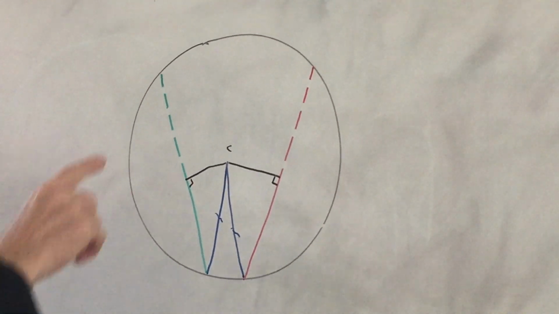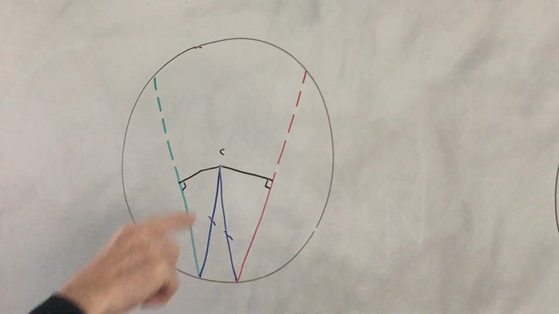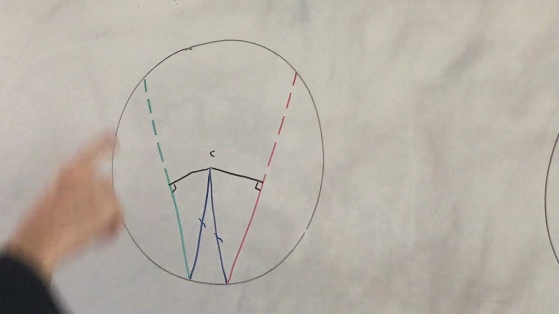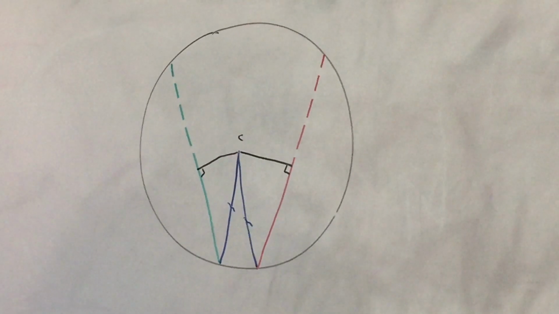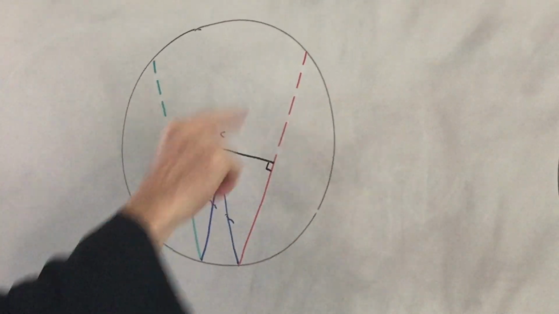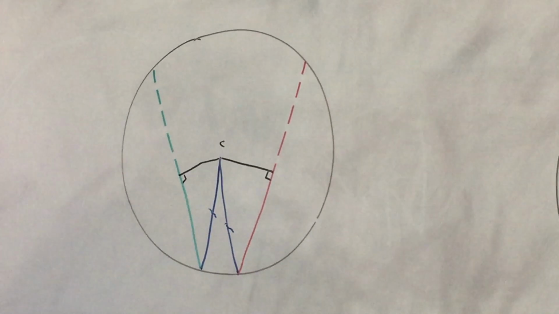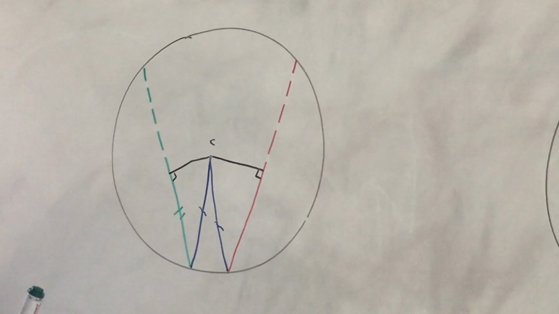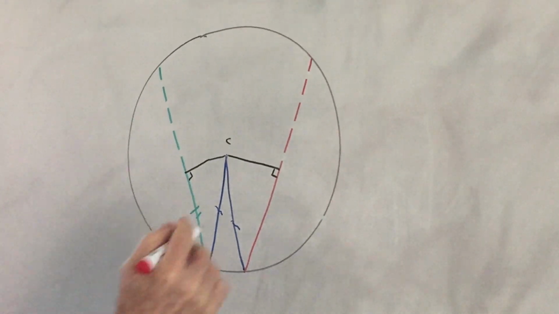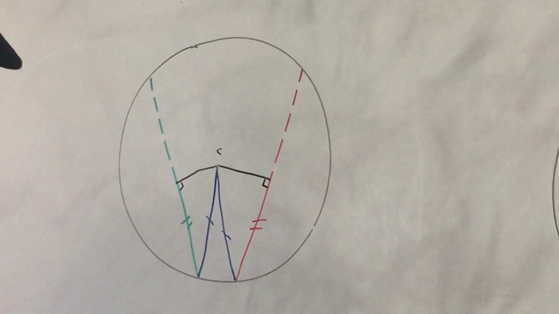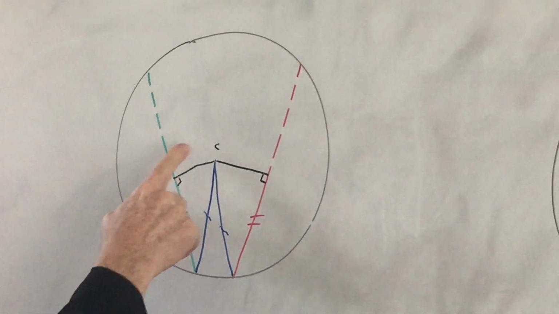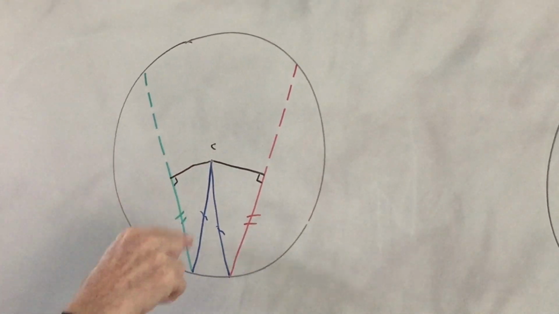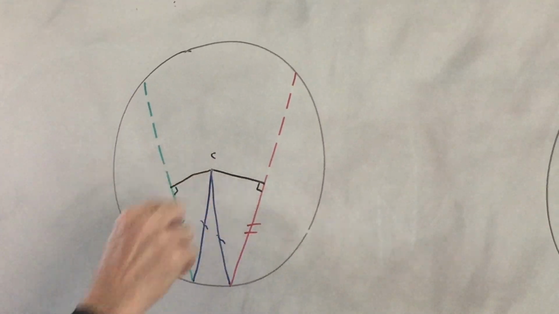Okay? Now, if these are equal and these are halves of the whole, because this has been bisected and this has been bisected, halves of equals are equal. So this line right here, the solid green line, is equal to the solid red line. Okay? Now look at these two triangles. They're both right angle triangles. Here's the right angle in this triangle, and here's the right angle in this triangle.